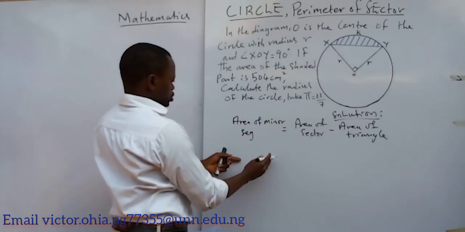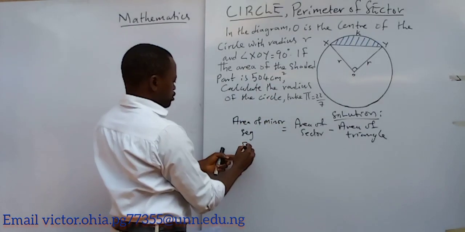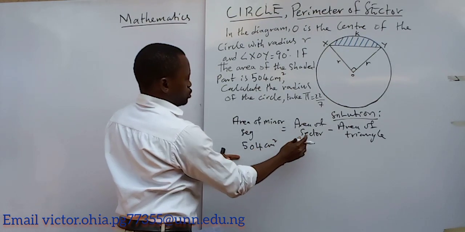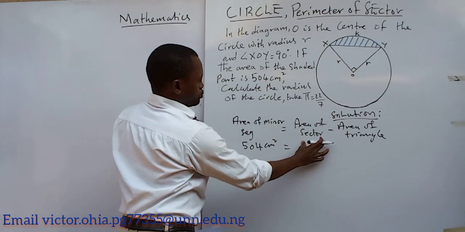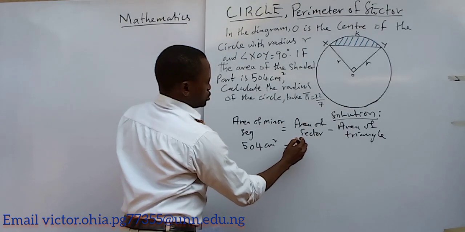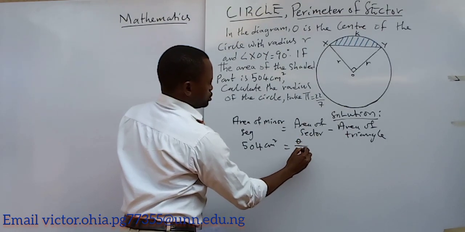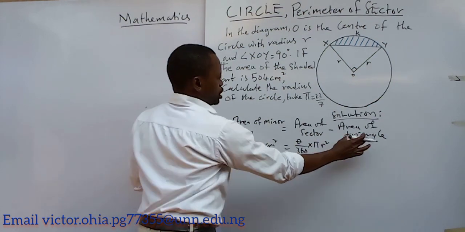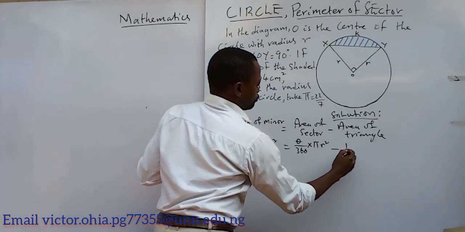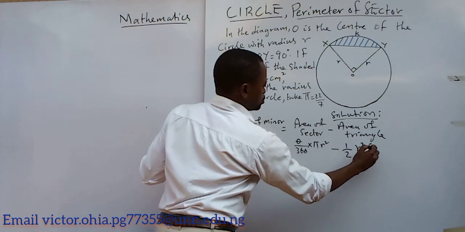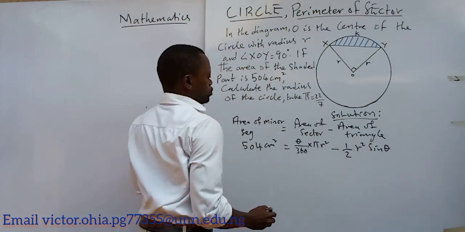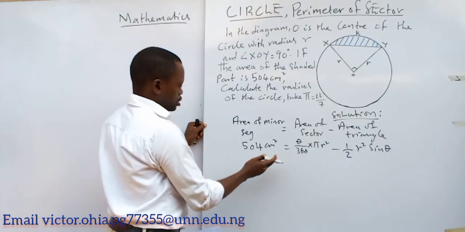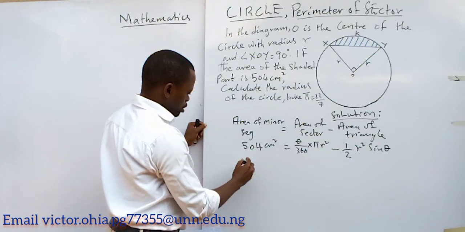So this is given to us to be 504 cm squared equals area of sector, which is theta over 360 times pi r squared, minus area of triangle, which is half r squared sine theta. Okay, you can see how elaborate it is. So we can now work on this.